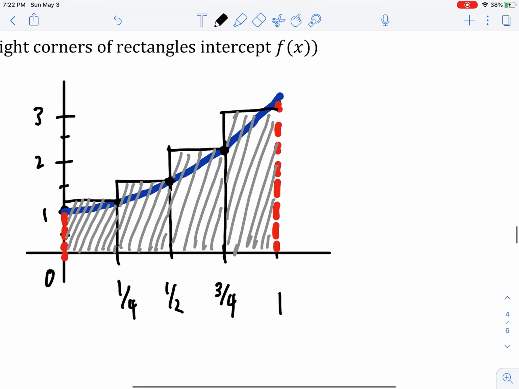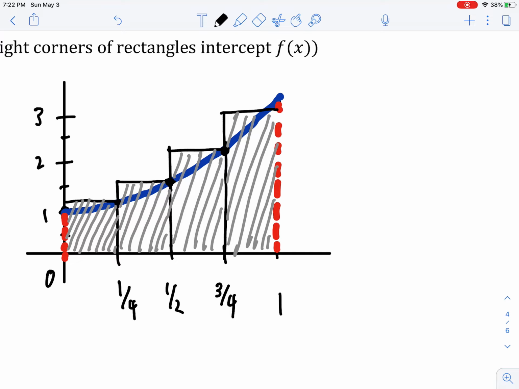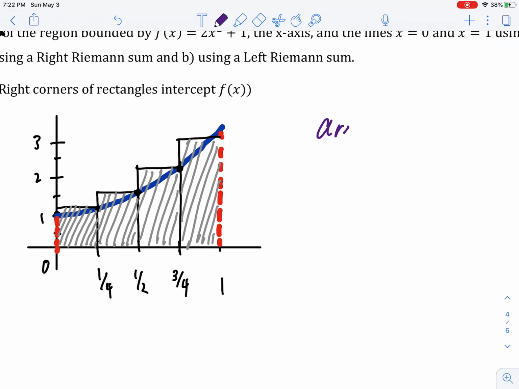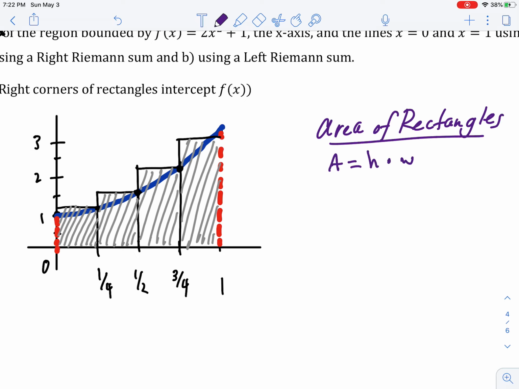But let's pause and think about how we can leverage what we've done so far and use what we have. Well, you know that the area of a rectangle, so let me zoom out a little bit, we know that the area of a rectangle is simply length times width, or in this case, height times width. So area is equal to height times width.